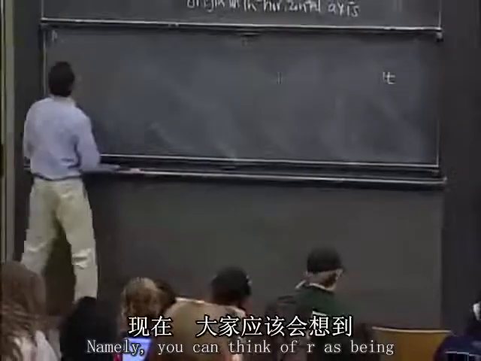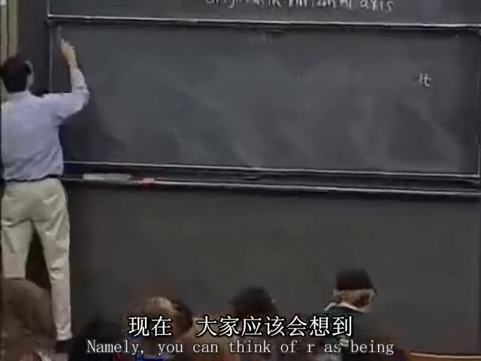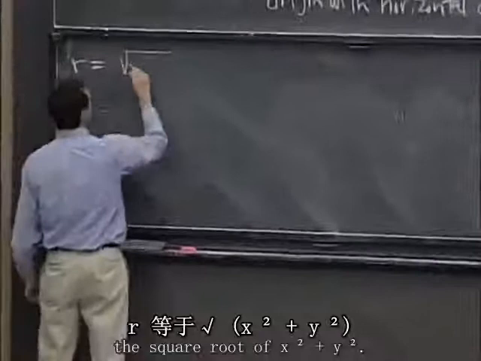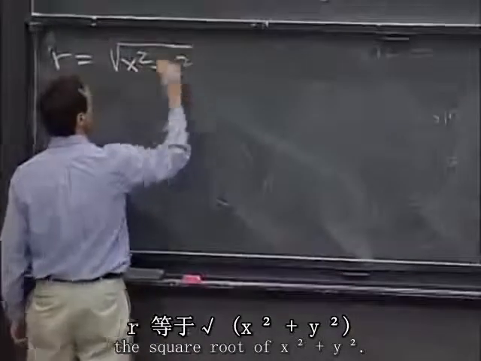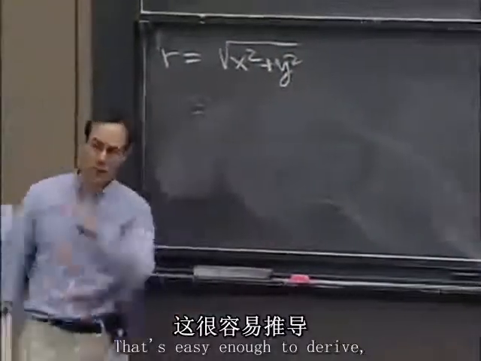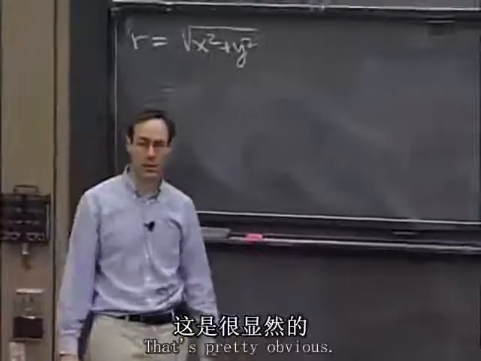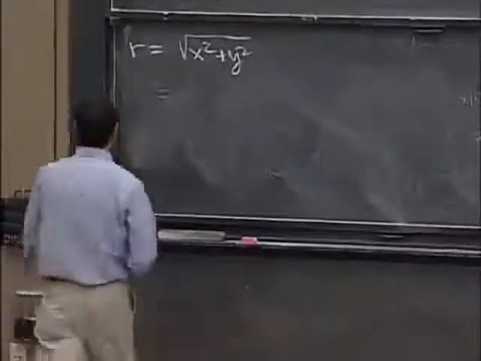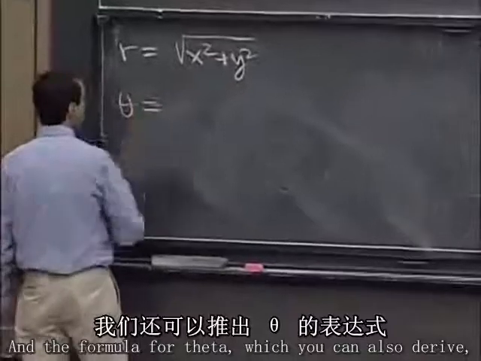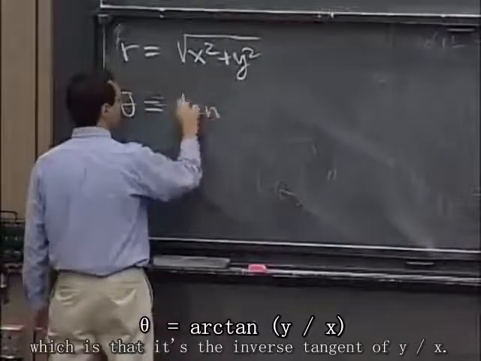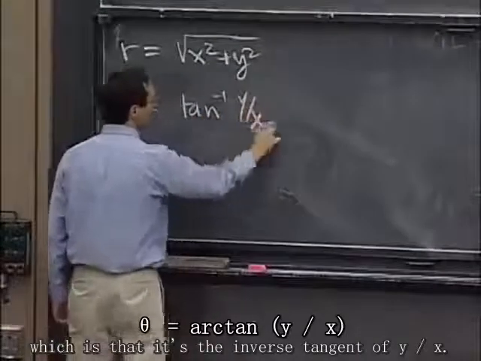Namely, you can think of r as being the square root of x squared plus y squared. All right, that's easy enough to derive. It's the distance to the origin. That's pretty obvious. And the formula for theta, which you can also derive, is that it's the inverse tangent of y divided by x.